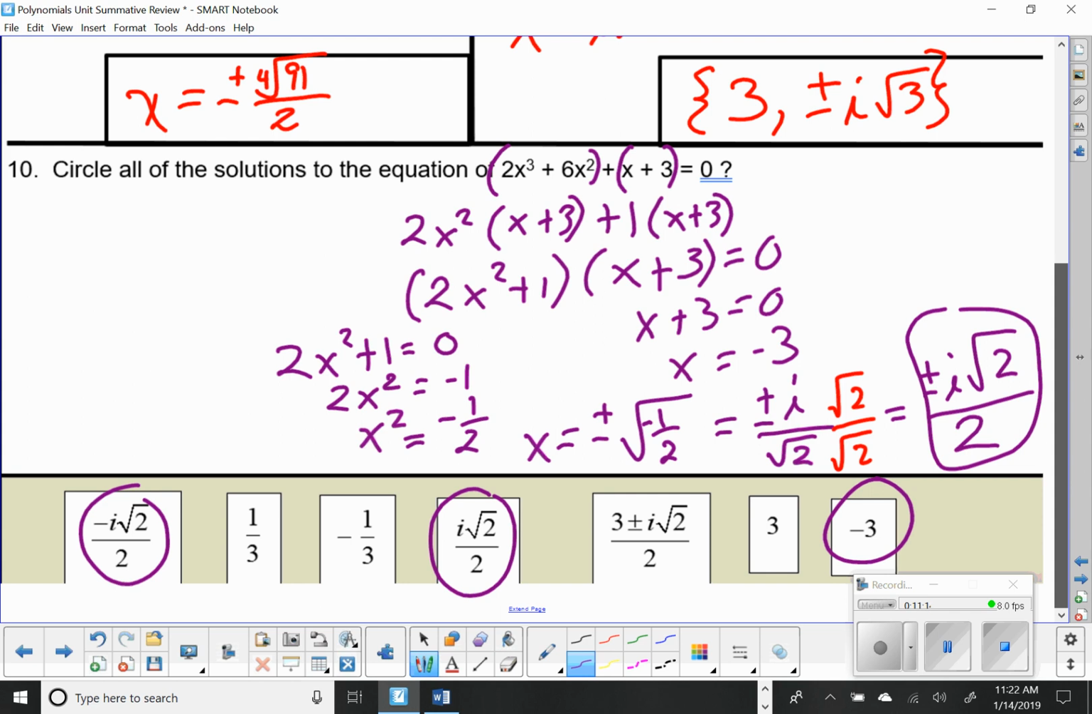Okay, that's it. That is solving polynomials by factoring, quadratic formula, etc. Got it? Great.